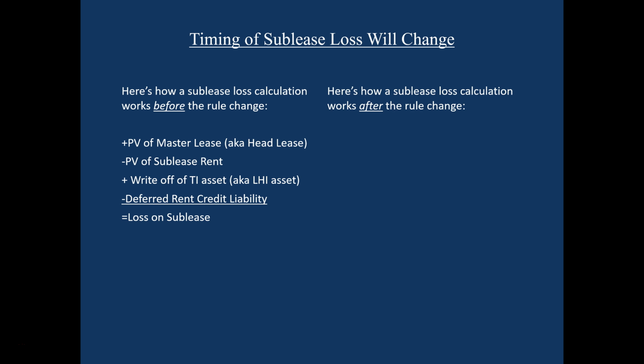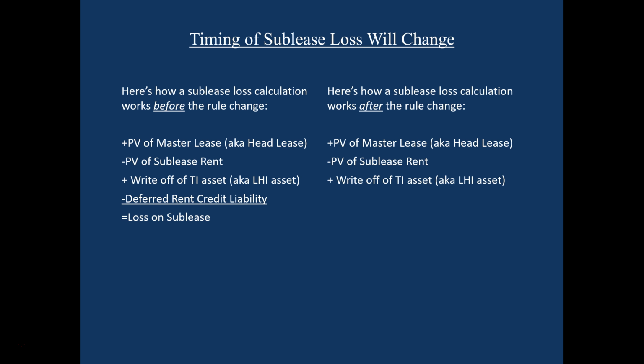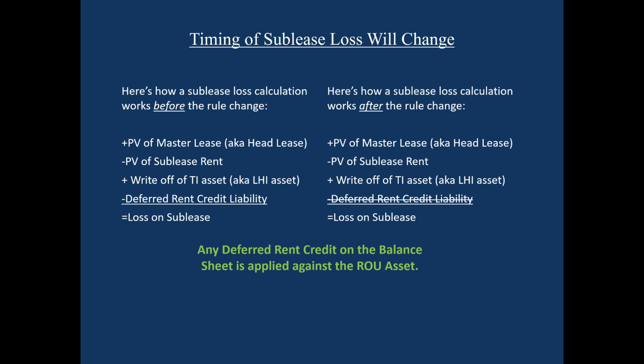Here's the same calculation under the new rules. Take the present value of the master lease, then deduct the present value of the sublease rent you're going to receive, add the write-off for the TI asset, but you don't get to deduct the deferred rent credit liability. Why not? Because you already deducted it from the balance of your right-of-use asset when you calculated its beginning balance. Your deferred rent credit doesn't exist anymore.